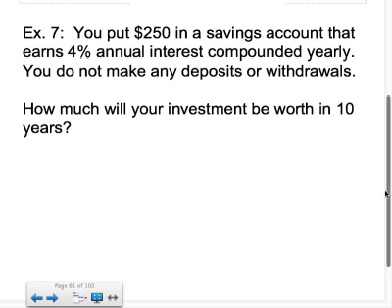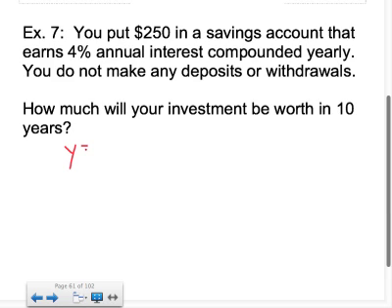So you put $250 in a savings account that earns 4% annual interest compounded yearly. You do not make any deposits or withdrawals. How much will your investment be worth in 10 years? Okay, and so here's what we're looking at. We have $250, so that's our initial amount.